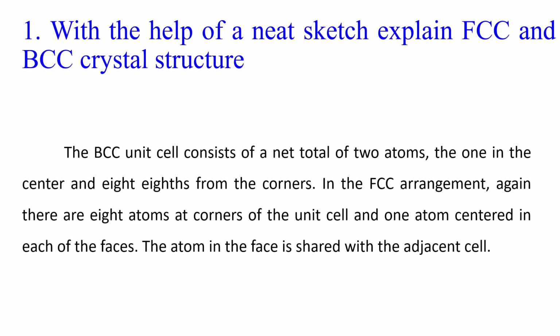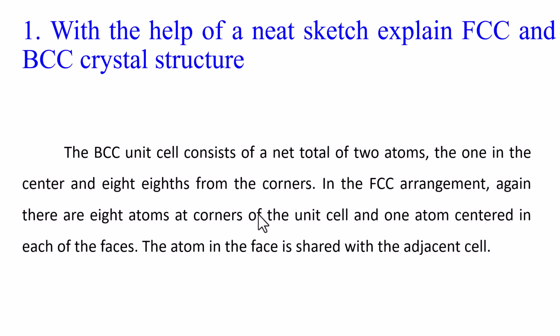So each corner atom is shared by 8 other cubes. So 1 by 8 atom is present. So 1 by 8 into 8, you will get a total of one atom plus the body-centered atom 1. So total 2 atoms. Net of 2 atoms will be present.